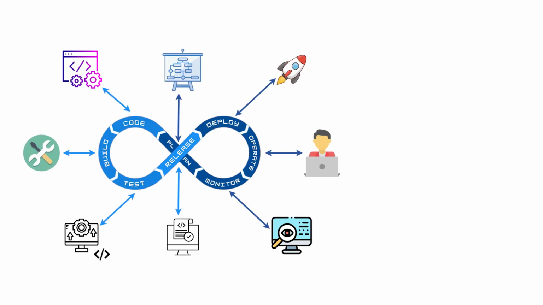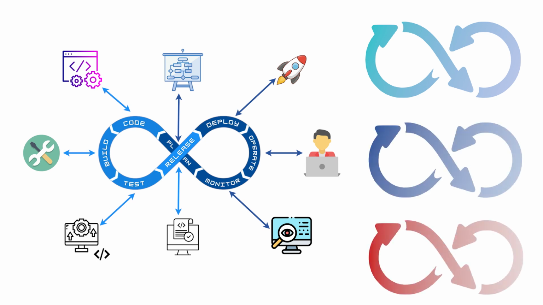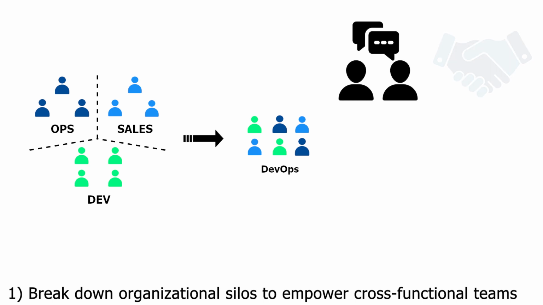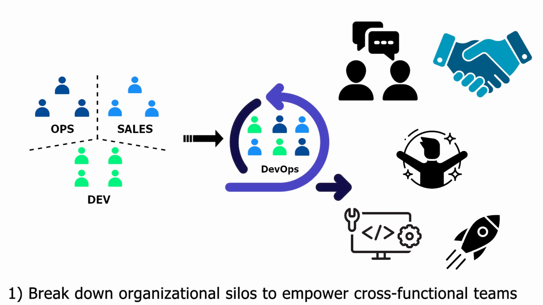DevOps is a broad and abstract topic. Different companies implement it differently, but most teams that embrace DevOps usually have a few practices in common. Break down organizational silos to empower cross-functional teams. This enables better communication and collaboration between teams in an organization. It also promotes self-sufficiency, enabling teams to develop and deploy their products or services independently. Ultimately, the organization gains unrivaled agility.